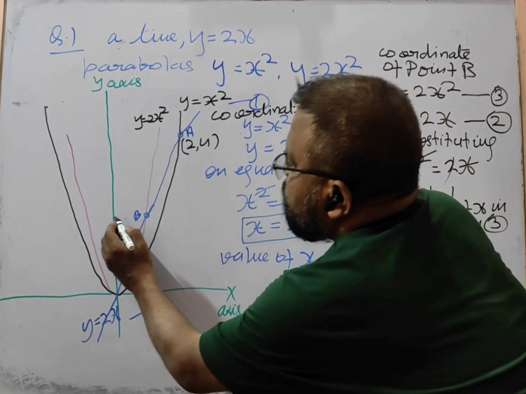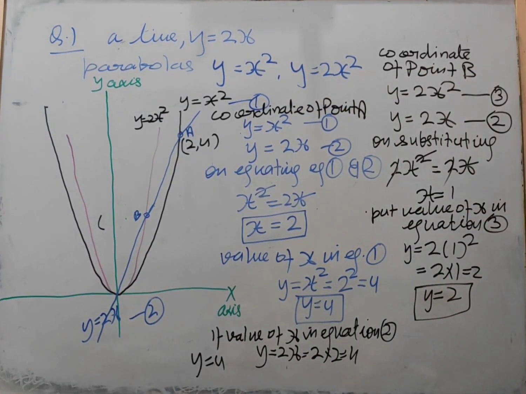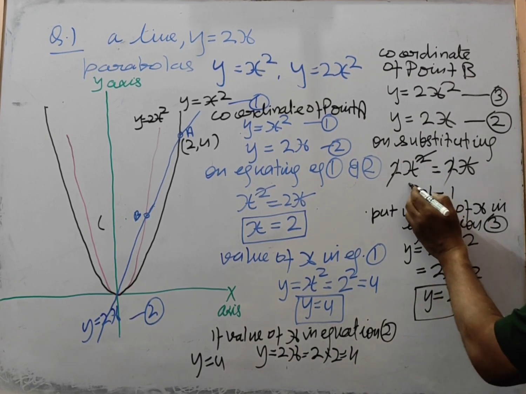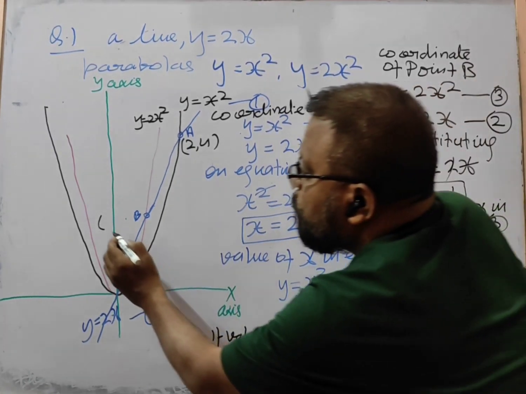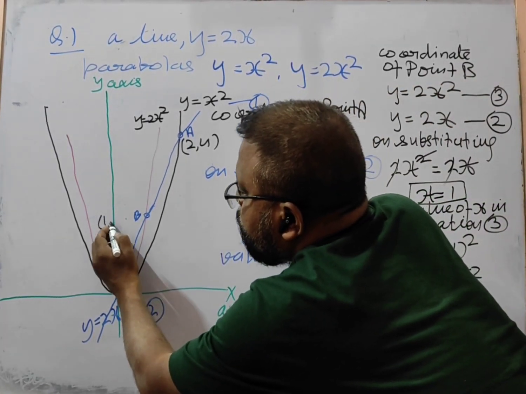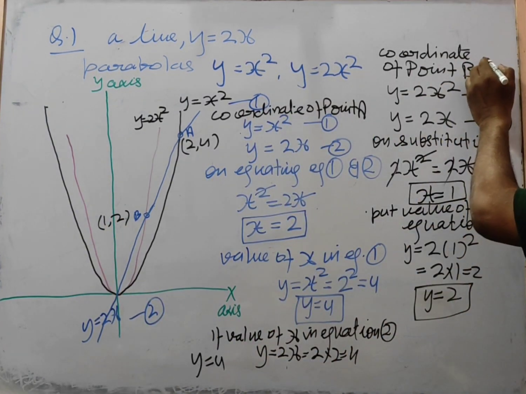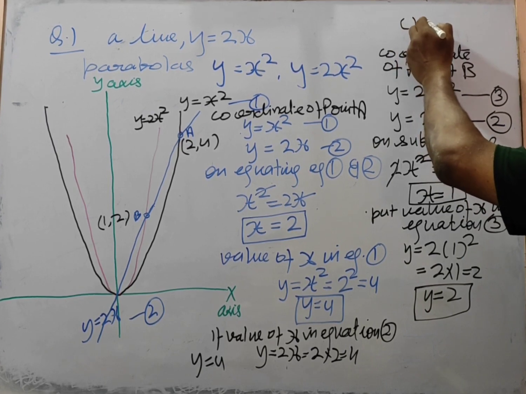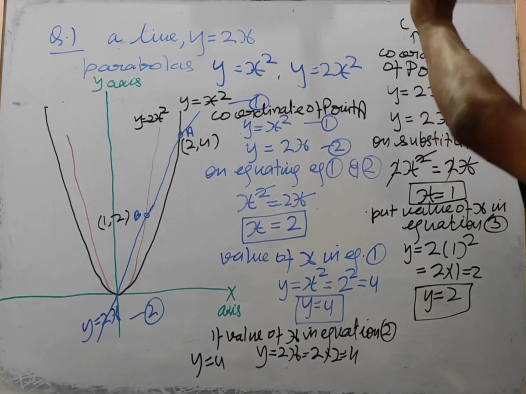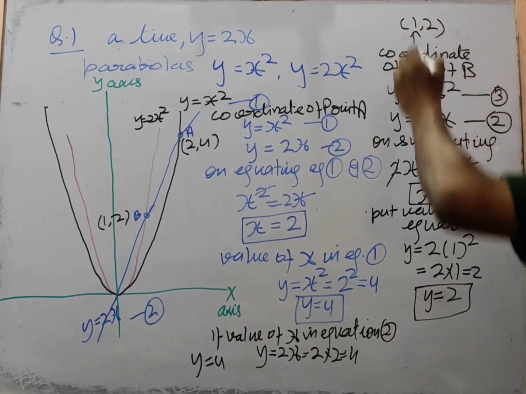So the coordinate of B is x and y, that is 1 comma 2. Right? These are the coordinates of point B. Coordinates of point B is equal to 1 comma 2. Got it?